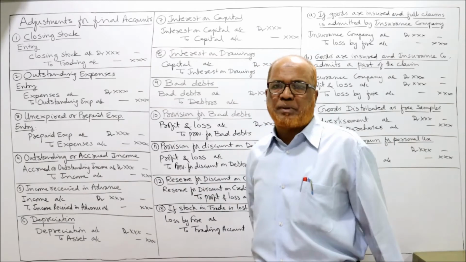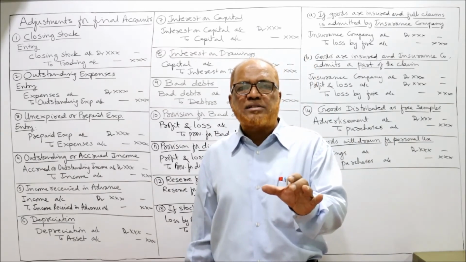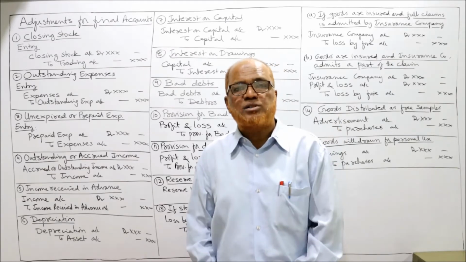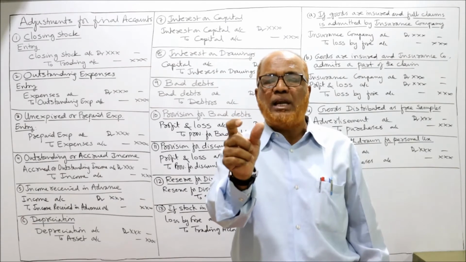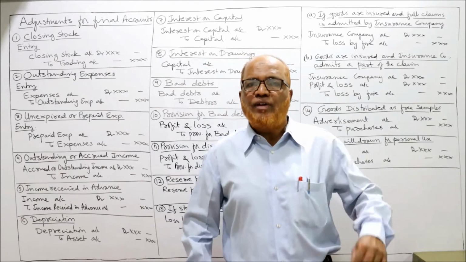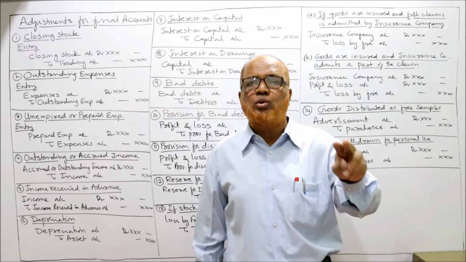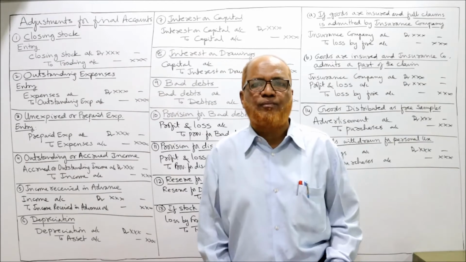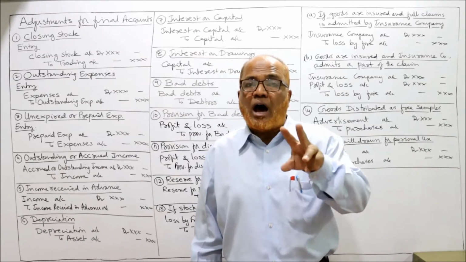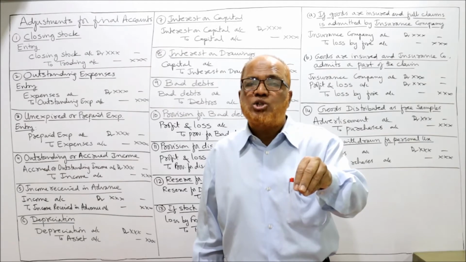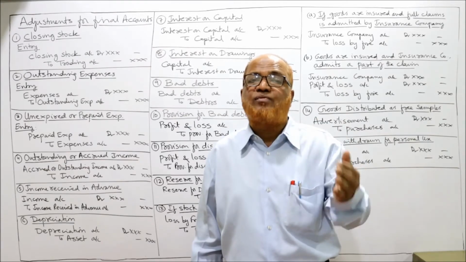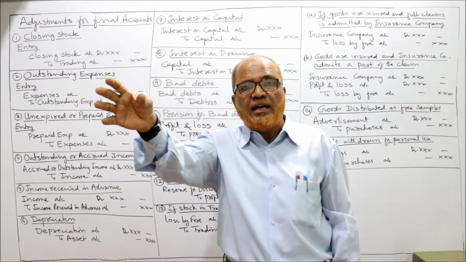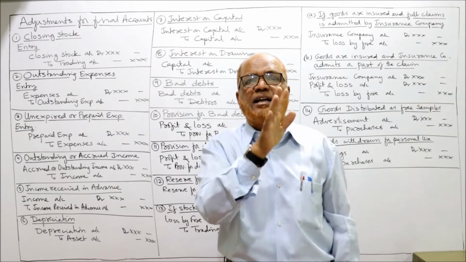Unexpired or prepaid expenses means expenses paid in advance for the next year. In the current year itself it is paid. Example, our current year is 2018. In 2018 we have paid an insurance premium of 2000 rupees. But it is given that out of 2000, 500 rupees of insurance is paid in advance for the next year also. Next year is 2019. For 2019 also, 500 rupees we have paid in 2018 itself.